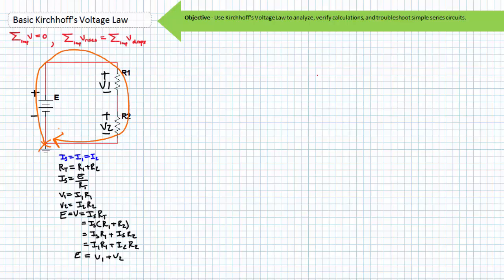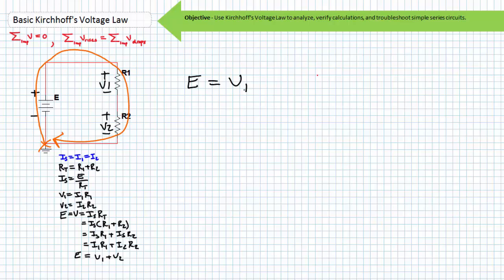Conventional current induces voltage drops across our elements with the indicated polarity. Leaving ground, we enter the negative terminal of our source and come out the positive. This is a voltage rise of the value E. This goes on one side of the equation. Leaving the positive terminal of the source, we enter the positive terminal of resistor 1 and leave its negative terminal. This is a drop of V1. A drop goes on the other side of the equation.